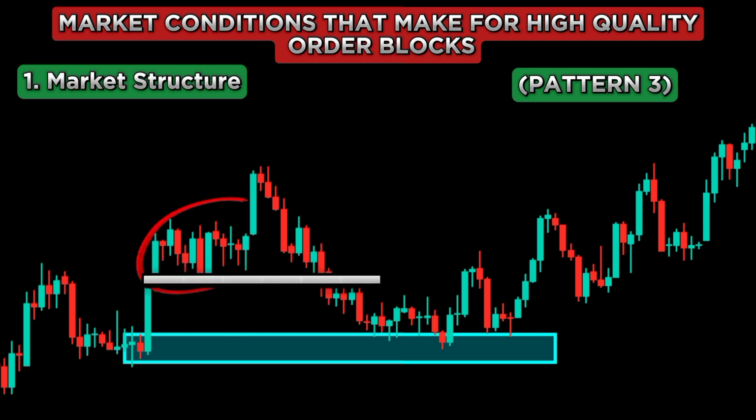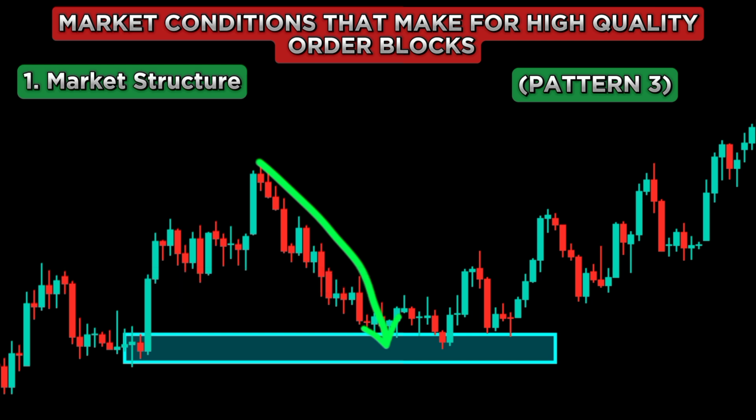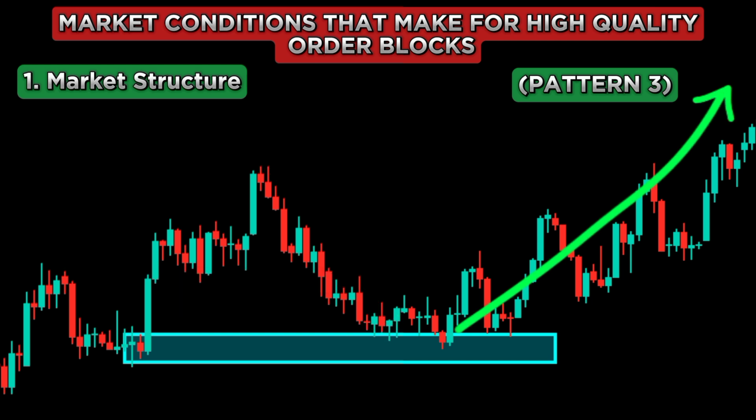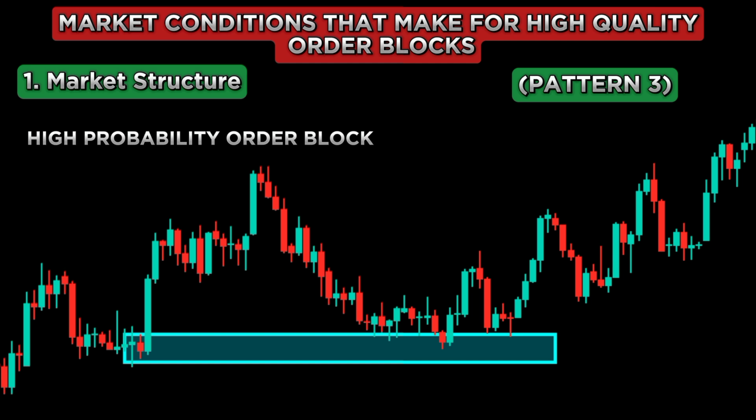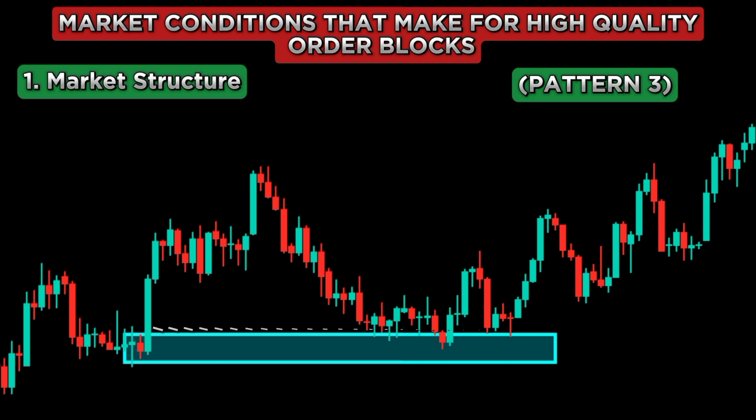And this liquidity, the market will grab while returning to the order block to move the market to the target direction with ease. And this movement makes the order block zone a high probability order block that we can expect a high market movement from. The best way I trade order blocks is to place a limit order at the top of the order block.